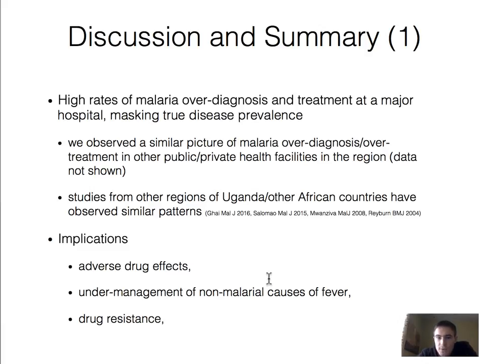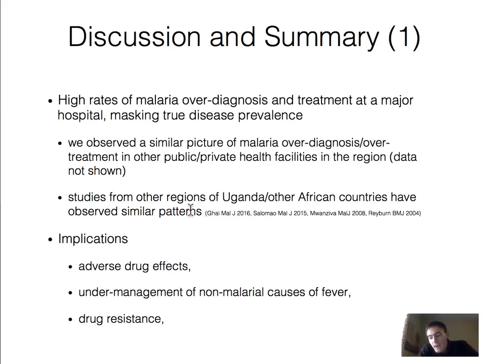Nevertheless, we observed high rates of malaria overdiagnosis and treatment at a major hospital in Uganda. This is a major referral hospital, and we think that these findings may not be uncommon in this region or in other regions of Uganda and Africa. In fact, looking at the literature out there, we do find studies performed by other research groups which describe similar trends in terms of overdiagnosis of malaria in other parts of Africa.